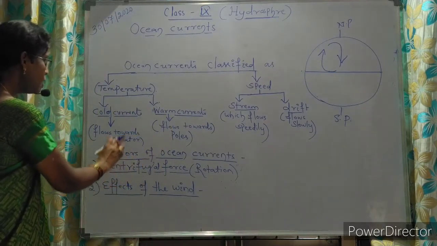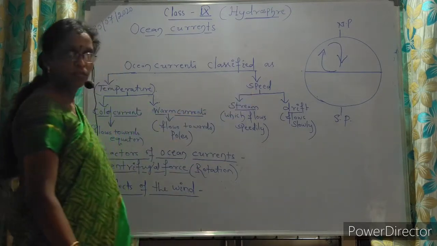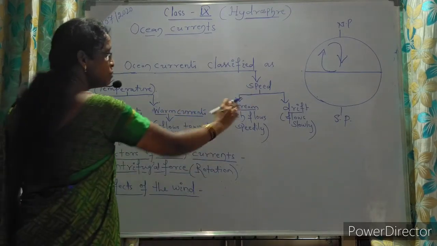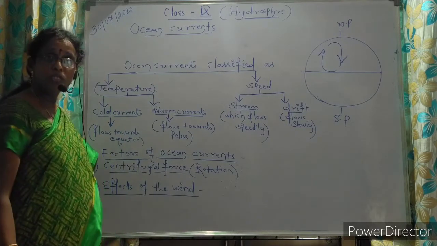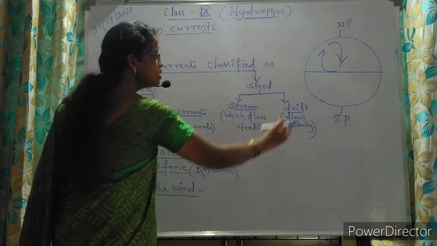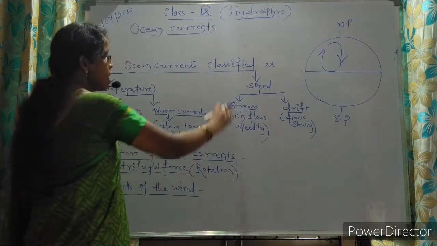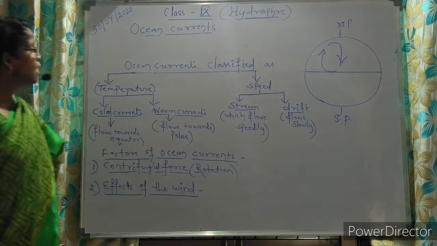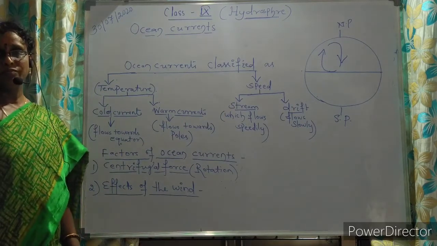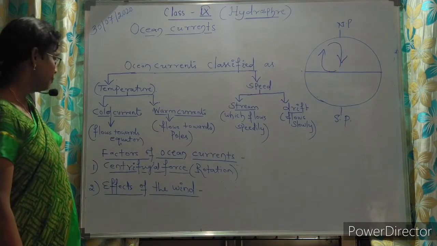And then the second classification, based on speed: a stream flows speedily, and a drift flows slowly. Ocean currents are also called rivers.